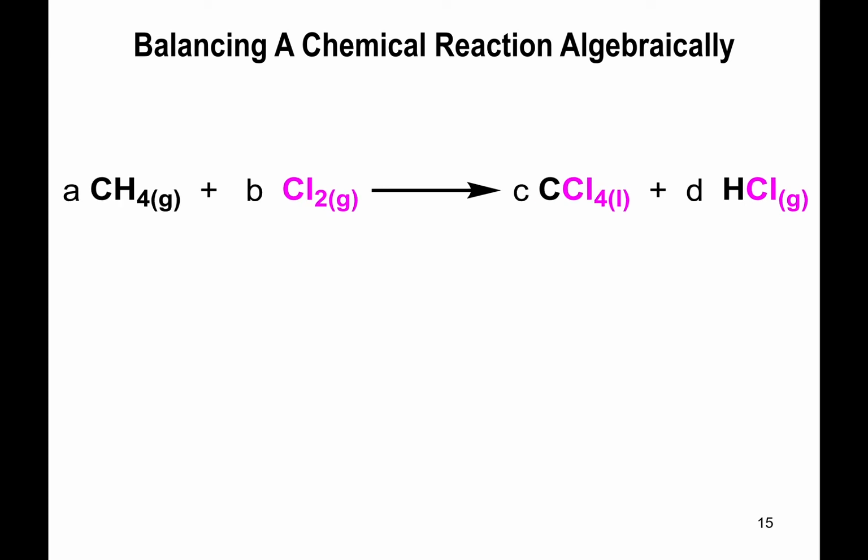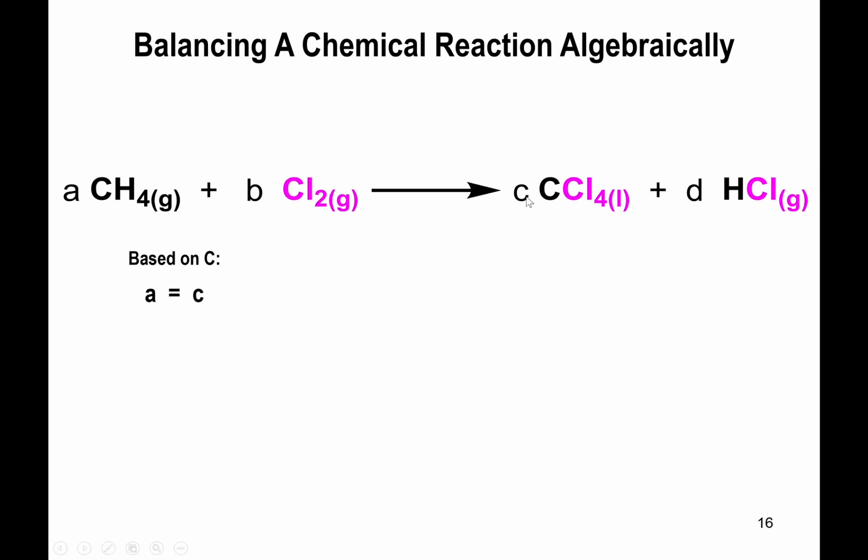Now, specifically, what you do is you input balancing coefficients that are pretty much letters, right? They're variables. You don't know what they are, but you know they have to be there. And so our task is going to be to find out algebraically what the values of A, B, C, and D are in each one of these processes.